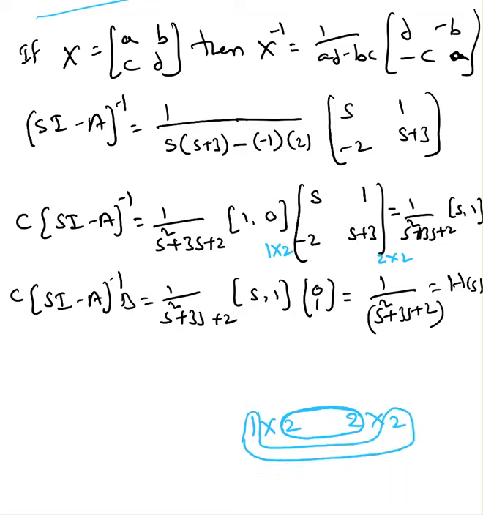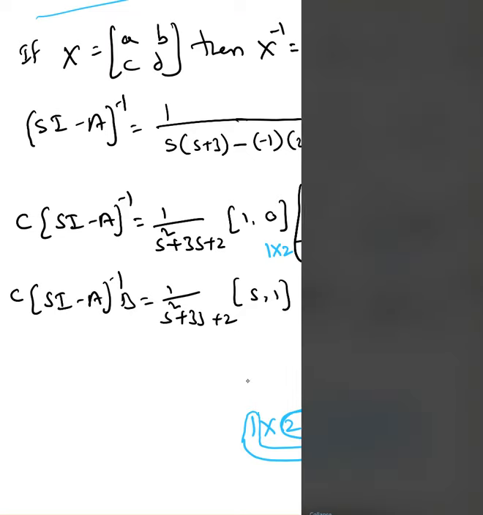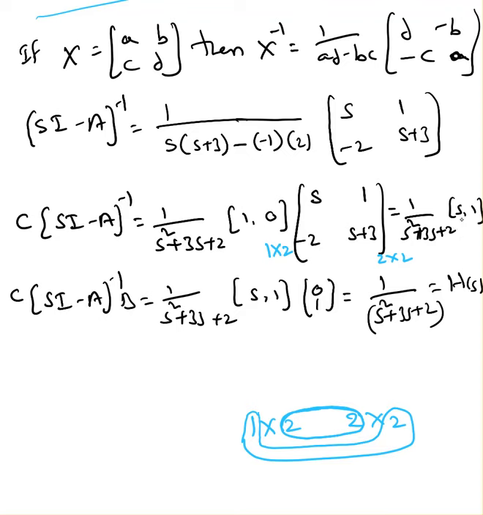For the matrix multiplication, I'm not going too deep into it, but if you have any questions, let me know. I can make another video on matrix multiplication, addition, subtraction, those things. So this is 1 by 2, this is 2 by 2, I end up with a 1 by 2. This times B. Now C times (sI minus A) inverse times B: here this is 1 by 2, this is 2 by 1. So for sure we can multiply these two as long as the inner dimensions are equal, and the size of the resultant is 1 by 1.